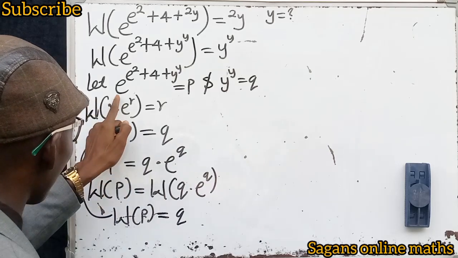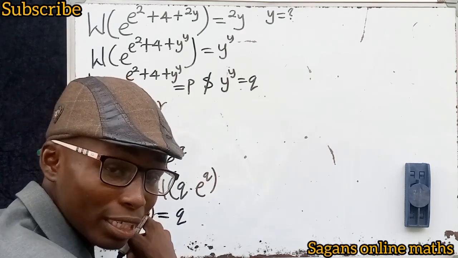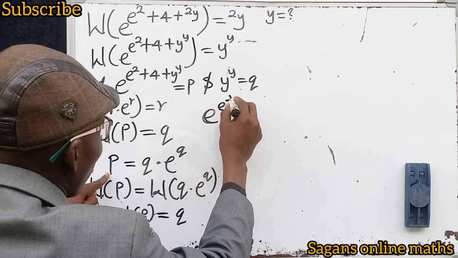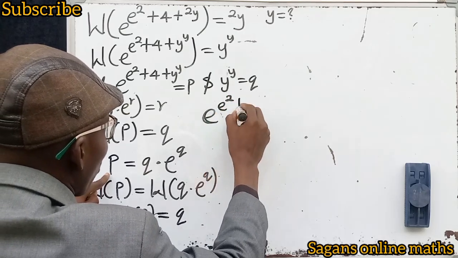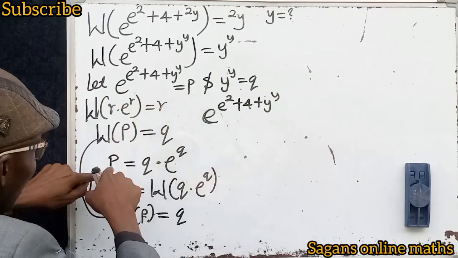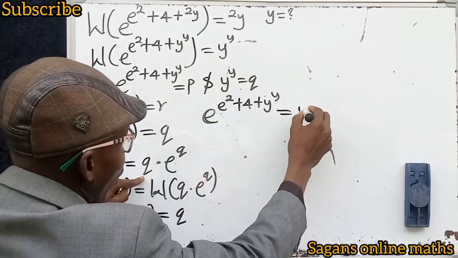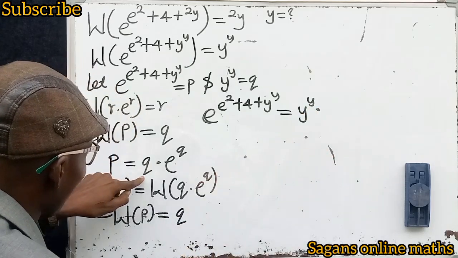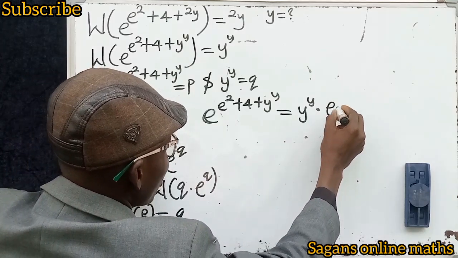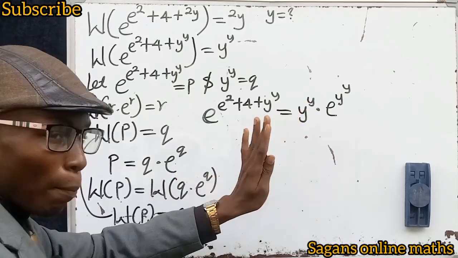P is e raised to the power e squared plus 4 plus y raised to the power y. So in place of this P you are seeing here, you can write e raised to the power e squared plus 4 plus y to the power y, because we said let P equal this. And Q is y to the power y, so here we have y to the power y multiplied by e raised to the power of Q, and Q is y raised to the power of y, so multiplied by e raised to the power of y to the power of y. This is amazing, beautiful, perfect.